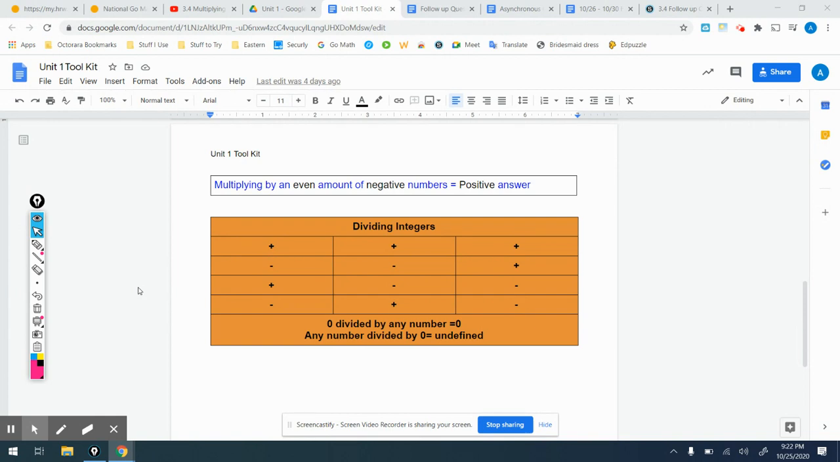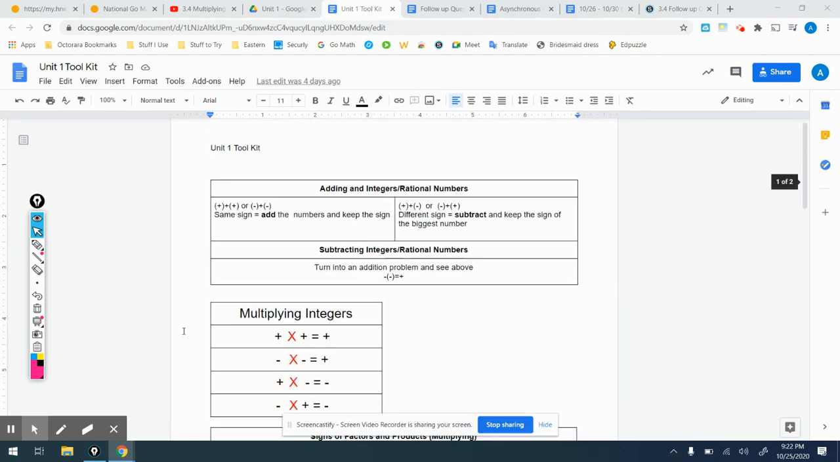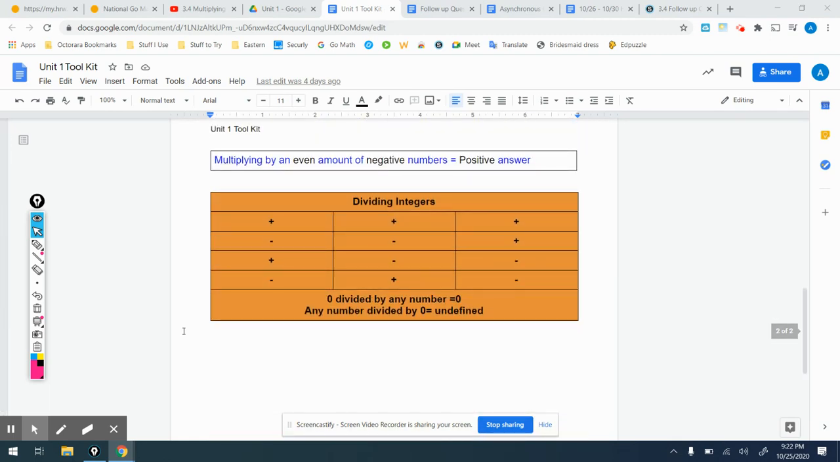So we are working on lesson 3.5, dividing integers today. We are using the same chart from our note sheet, we call it our toolkit. I have it pulled up here, okay? It's this thing. Scroll all the way down to dividing integers. It is the same thing for rational numbers.